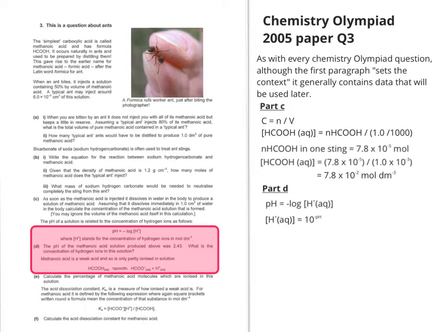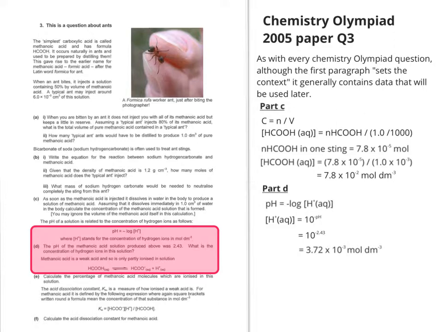Part D wants us to work out the pH of the methanoic acid. pH is minus log of the hydrogen ion concentration, so rearranging that so that H plus concentration is the subject, it gives you 10 to the minus pH. So we do 10 to the minus 2.43, which gives us 3.72 times 10 to the minus 3 moles per decimeter cubed.